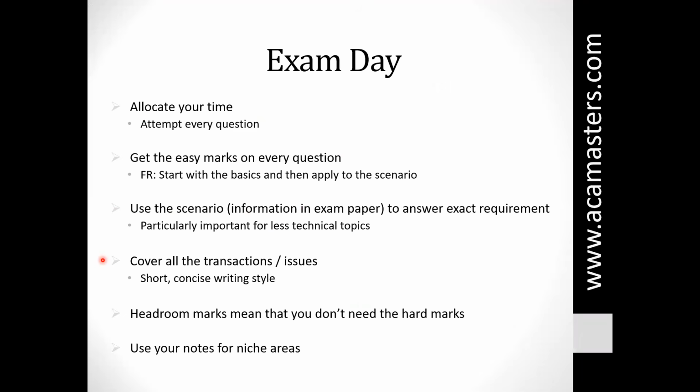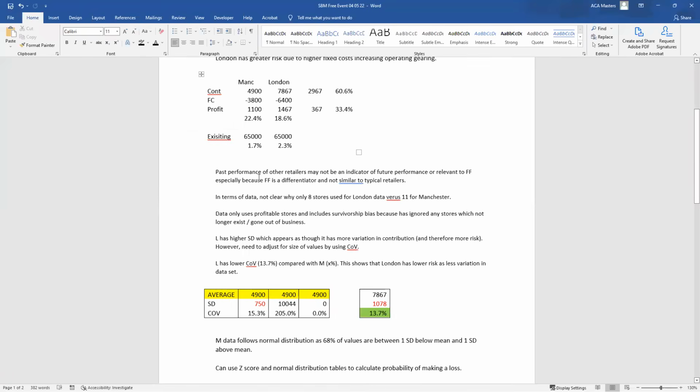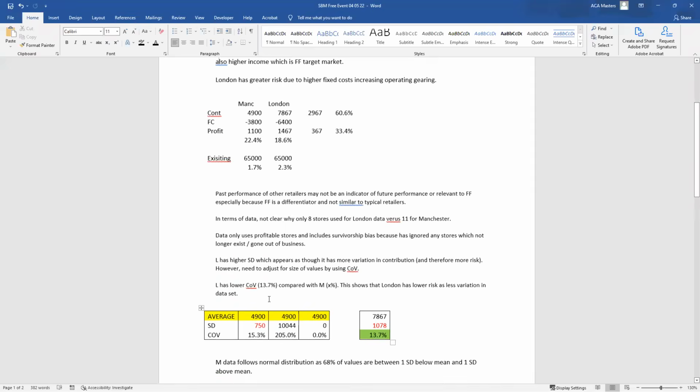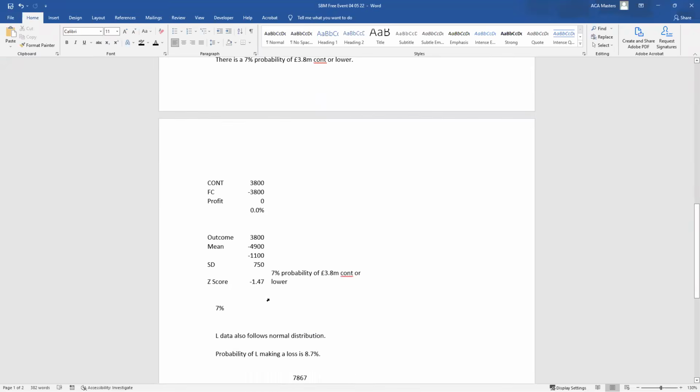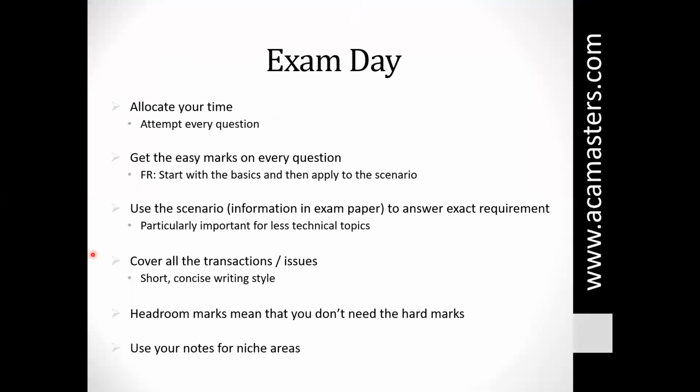So as I said, make sure you cover all of the transactions and all of the issues. Don't just have Manchester or just have London, because you're going to limit yourself to the number of marks. You want breadth really rather than depth. Even if I was really comfortable in London and could have done loads more analysis on it, I'm making sure that I've got a balance to my answer. If I cover everything, my approach is always that I'll get marks for everything and get a good spread, and get the easy and the medium marks on each area.